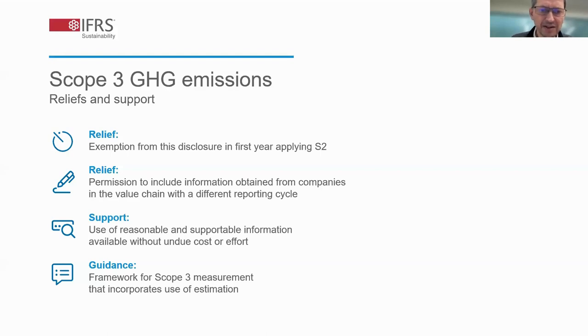Look to the third point here. This is super important. I've referred to it in many ways already. Use reasonable and supportable information available without undue cost or effort. That automatically builds the scale of your enterprise and the sophistication of your systems into the expectations of the level of reporting you're required to do. What your investors don't want is nothing. They don't want no information because you don't have perfect information. What they want is as much information as you are able to provide in order to fuel this funding of sustainable development that I started with.